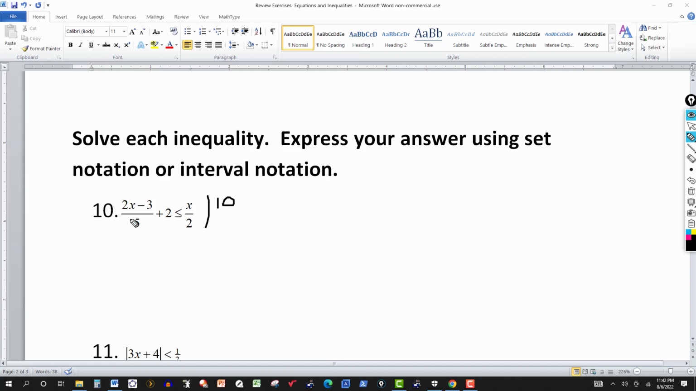So when I multiply the first term here by 10, 5 into 10 goes 2, and then 2 times 2x minus 3, so that'll give me a 4x minus 6. Okay, multiplying the first fraction on the left side by 10. And then 10 times 2 is 20.